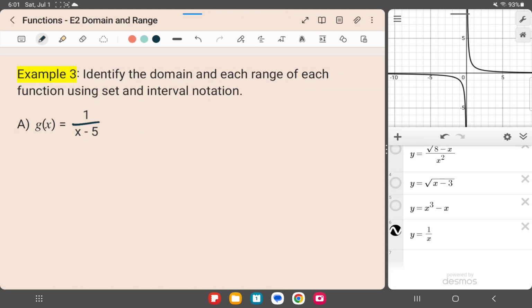Example 3. Identify the domain and range of each function using set and interval notation. Okay, g of x equals 1 over x minus 5.